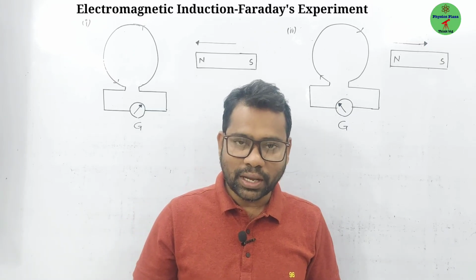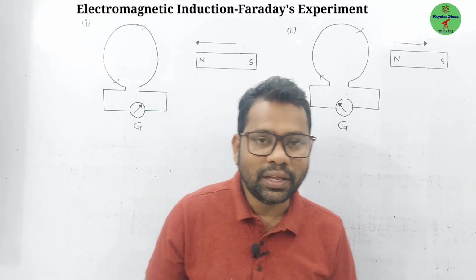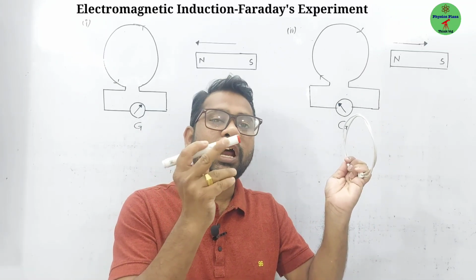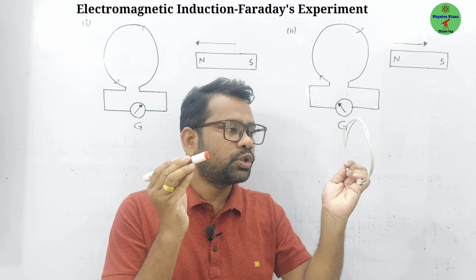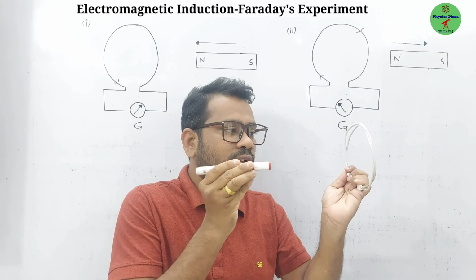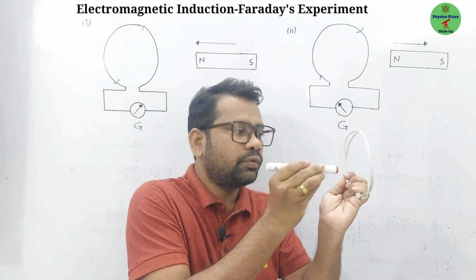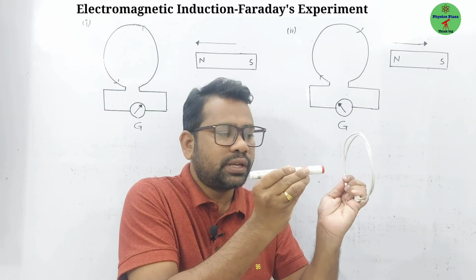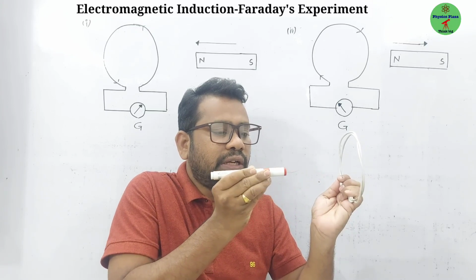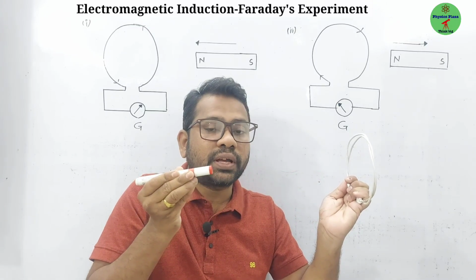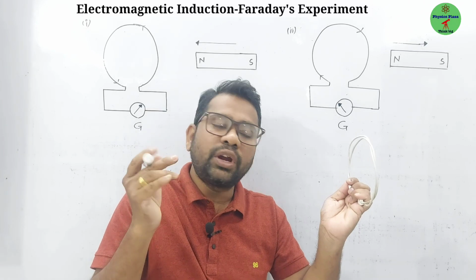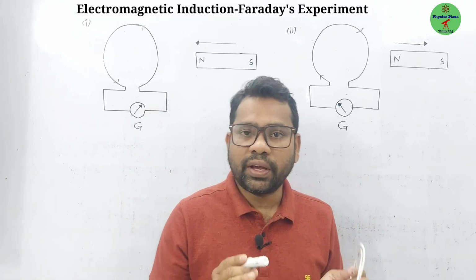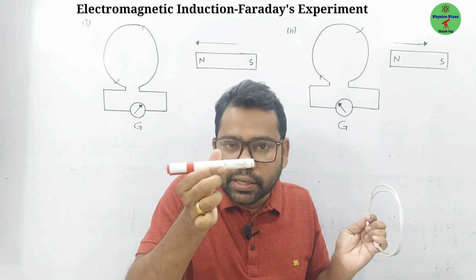Again, in the first case, let me tell you clearly what he did. First, he kept the coil at rest, and then the north pole of the bar magnet is pushed towards the coil. Then deflections were found, which means current is flowing. If the same north pole is taken away from the coil, the deflections are shown in the opposite direction, which means the current is reversed. You can do the same with the south pole also. This is the first case, where the coil is at rest and the magnet is in motion.